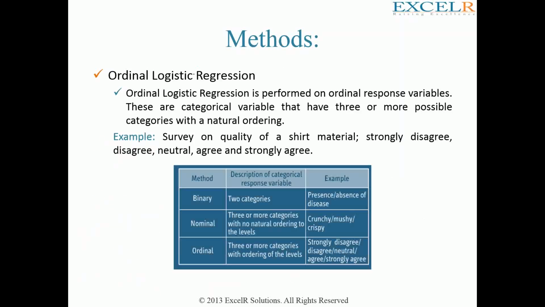And then we have ordinal logistic regression. When the order of your categorical variables is important and when it has a natural ordering, such as strongly disagree, disagree, neutral, agree, strongly agree, this is set in an order. It will have a sequence. Hence, it's called ordinal logistic regression.